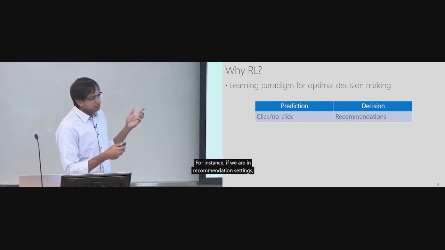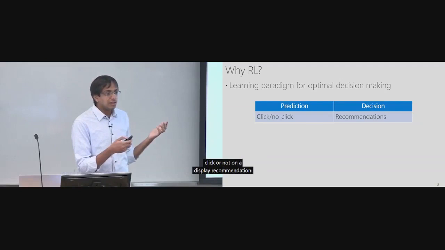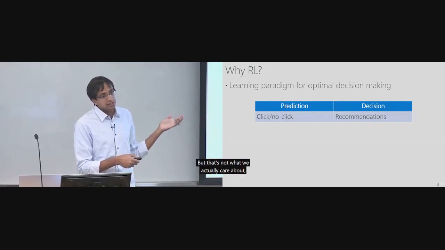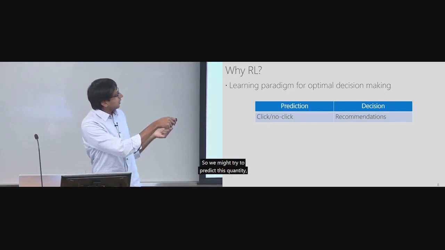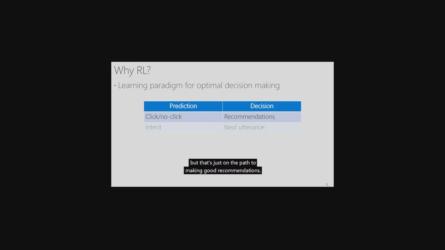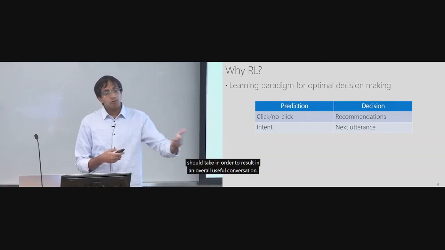For instance, if we are in recommendation settings, we might try to predict something like whether a user is going to click or not on a displayed recommendation, but that's not what we actually care about. We just care about making good recommendations to users. So we might try to predict this quantity, but that's just on the path to making good recommendations. In a conversational system, you might try to predict the user's intent from the conversation snippet you've seen so far, but really what you would like to do is predict the next utterance the agent should take in order to result in an overall useful conversation.